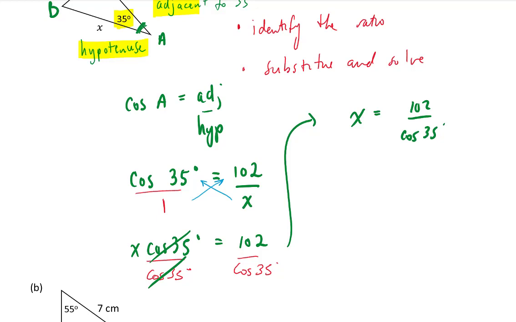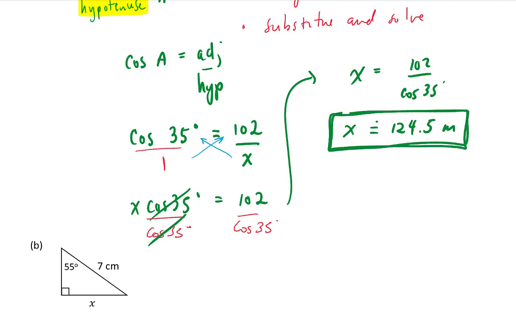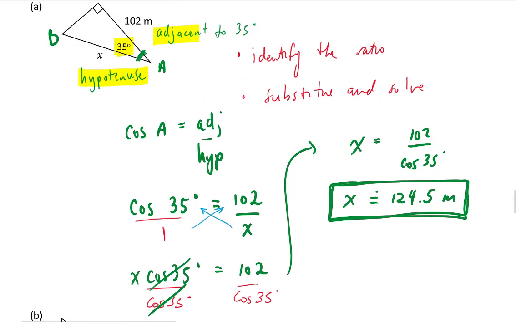So you're going to type in 102 divided by the cosine of 35 degrees. And you should end up with approximately 124.5 units. And the units are meters, so 124.5 meters. So without having to measure or use a protractor, we figured out the length of side x using a cosine ratio.